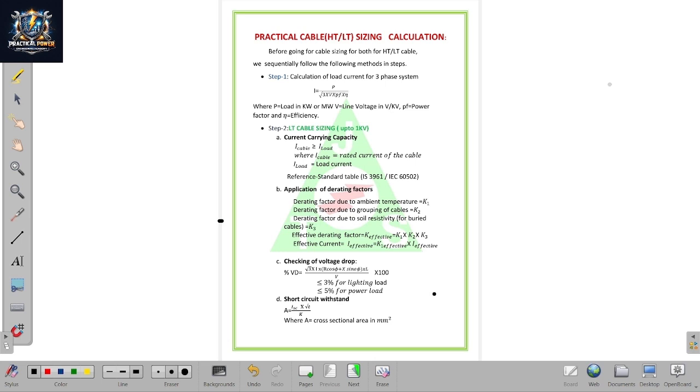Today we'll discuss an important topic on practical cable sizing calculation. How to select the cable required for the specific work.